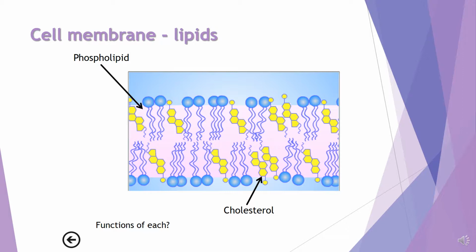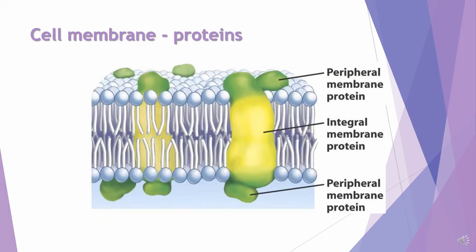So here is another diagram for you. You can see the cholesterol molecules. Remember, those are important for stability and fluidity. They help to increase stability and fluidity. And here are some proteins. Remember, those are going to help substances move in and out of the cell.